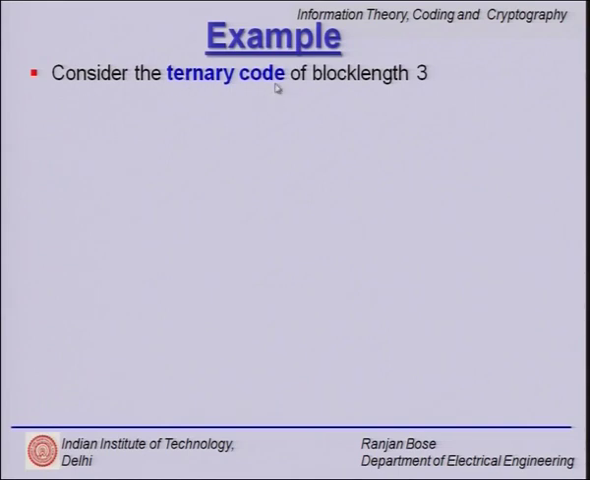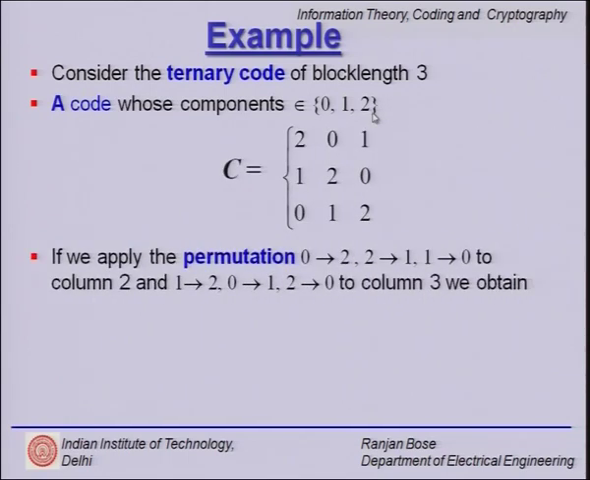So let's talk about a ternary code of block length 3. What do we mean by a ternary code? A code whose components take from the elements 0, 1 and 2. Okay. So let's take a simple example. My code, which is a set of code words, has only 3 code words: 201, 120 and 012. Now just a mere scrutiny of this lookup table tells me that this is indeed a (3,1) code.